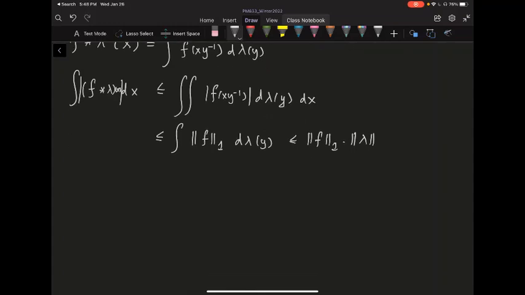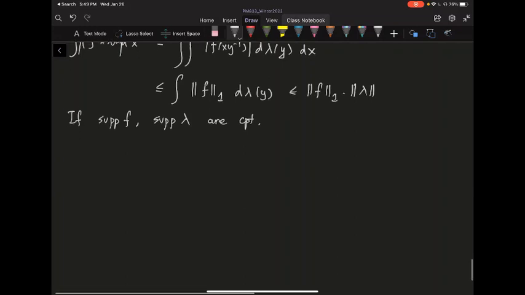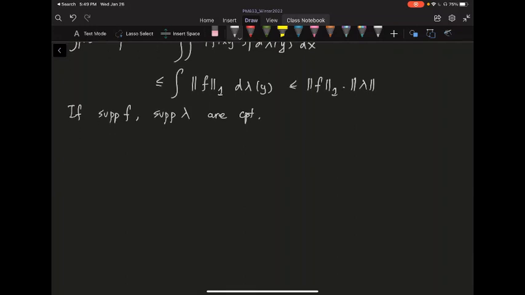And in fact, this is also compactly supported if your f and lambda are compactly supported. So let's say if the support of f and the support of lambda are compact, then you have something compactly supported. The reason is the following. This is kind of tricky because this convolution is basically integrating over f(x y inverse). So to have this integral be non-zero, your x y inverse has to be nice enough. If x is too far away from the product of these two supports, then your integral has to be zero.